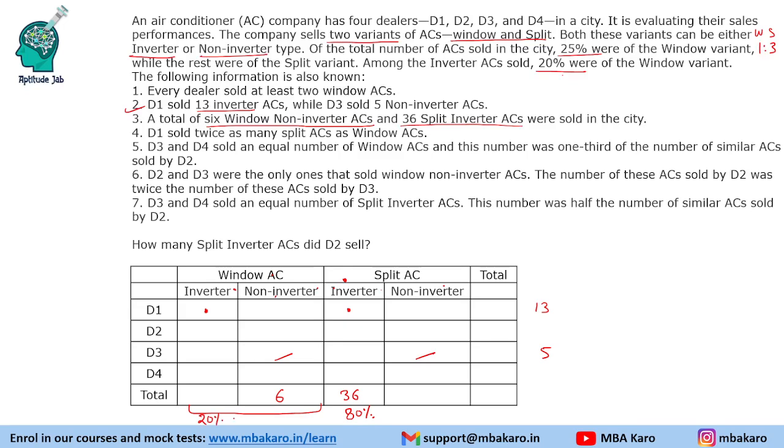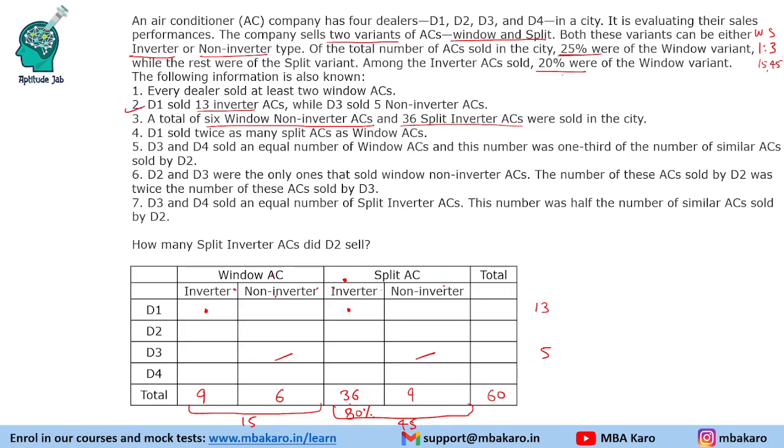Right. So 20% means 1/4 of this. So 9 inverter ACs. Now 9 inverter ACs. So total 15 window ACs. It is saying that 25% were window variant. So 15 window variant. That means 45 split ACs. 45 means this is 9 and total of 60 ACs. So this was a crucial point to start because we know the numbers of different kinds.